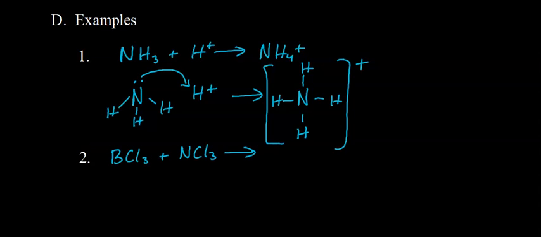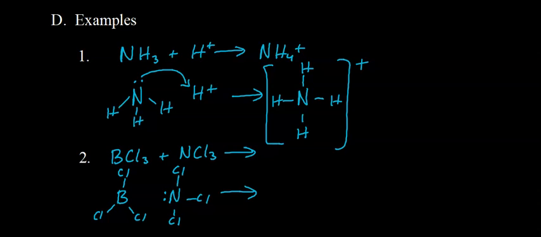So a reaction between boron trichloride and nitrogen trichloride. This one might be easier to see after you draw a Lewis structure. So go ahead, pause the video, draw a Lewis structure for those two molecules next to each other, and see if you can figure out what happens with the electron pair that is used to make the covalent bond. Pause the video.